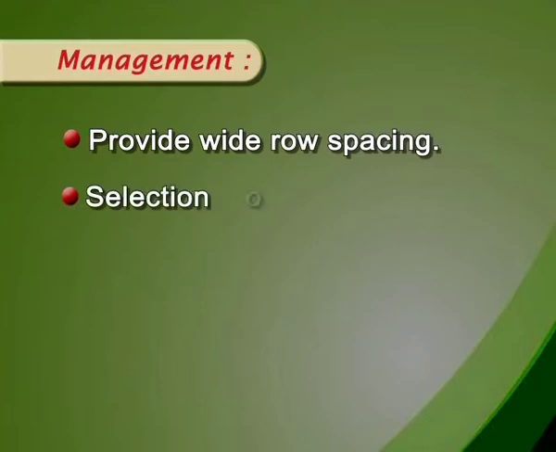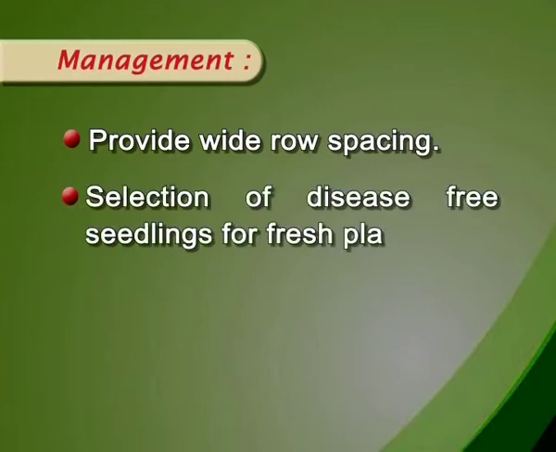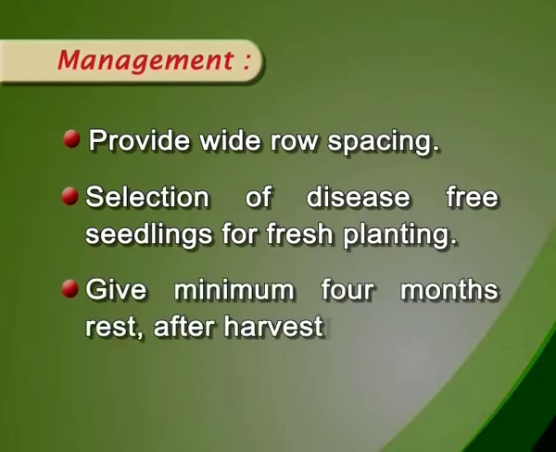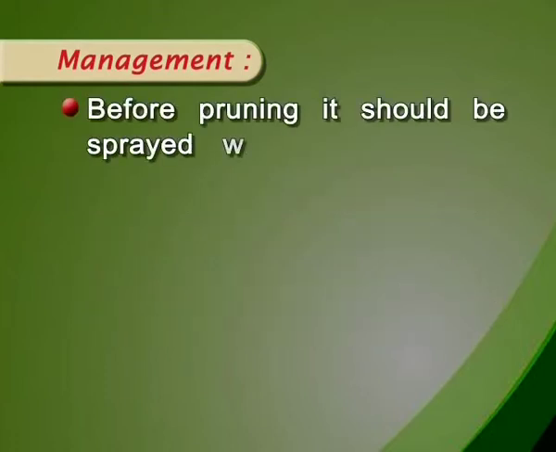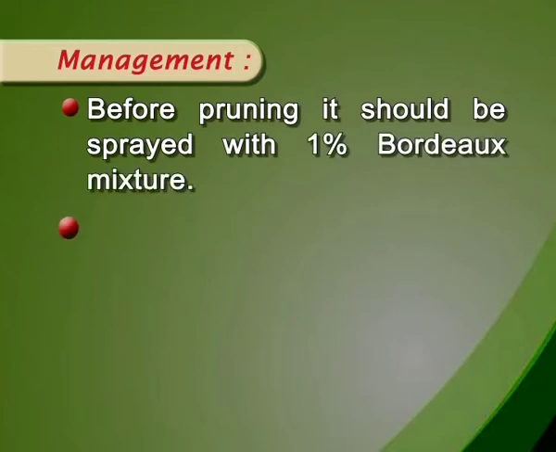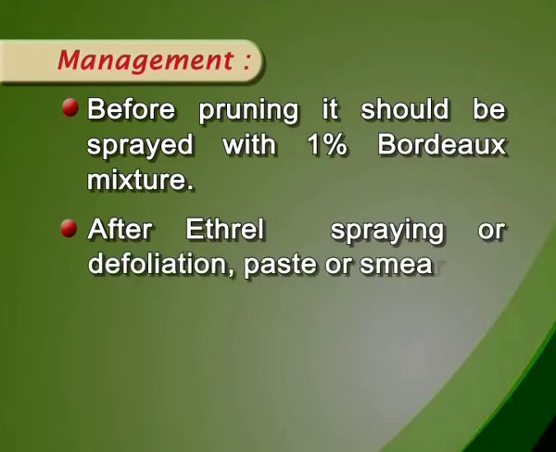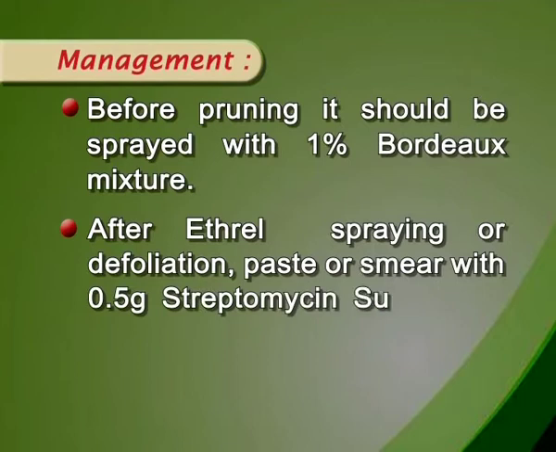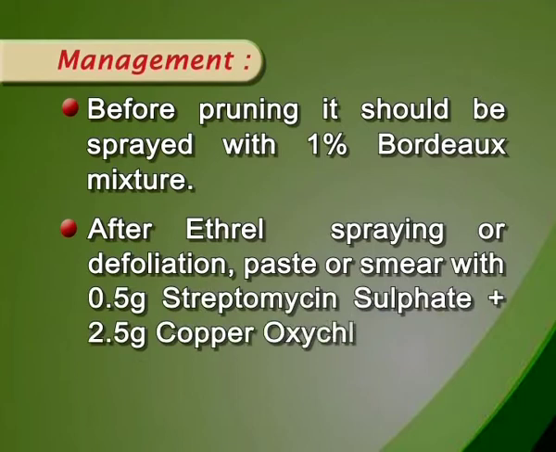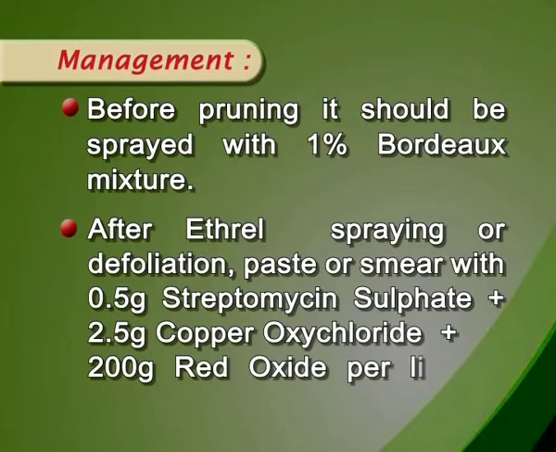Provide wide row spacing. Select disease-free seedlings for fresh planting. Give a minimum of 4 months rest after harvesting the fruits. Before pruning, spray with 1% Bordeaux mixture. After ethrel spraying or defoliation, paste or smear with 0.5 gram streptomycin sulfate plus 2.5 gram copper oxychloride plus 200 gram red oxide per liter of water.